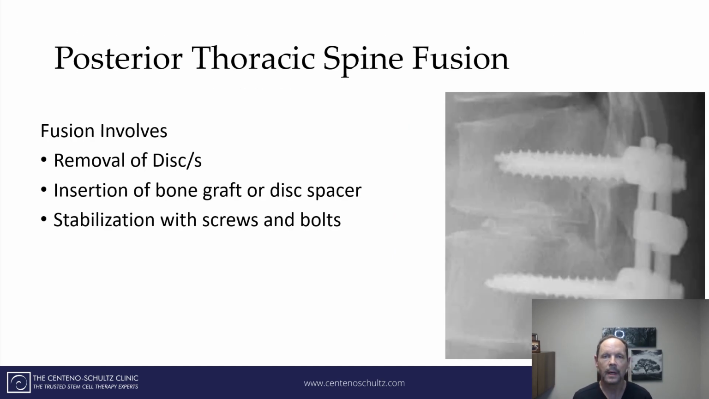So the 3 most common thoracic spine surgeries include a fusion. And what it involves, as you can see here, is basically they go in and remove one or more of the discs, then they insert a bone graft or a spacer, and then they stabilize that area with a bunch of screws and some connecting rods. So a fairly invasive procedure, and there's some unique risks that we need to talk about and understand.